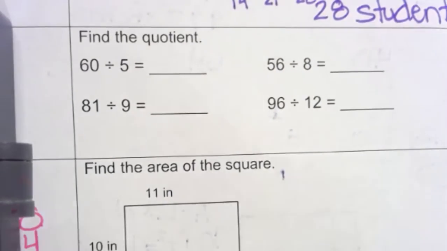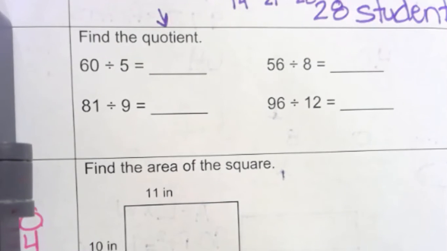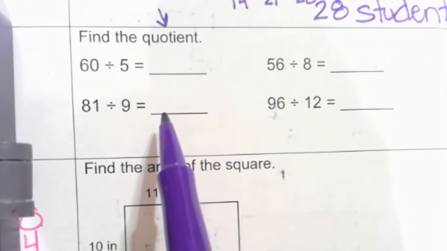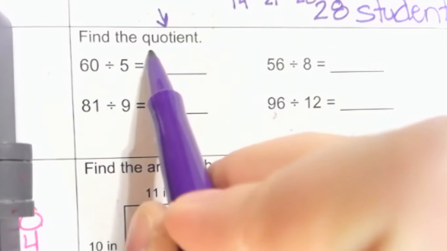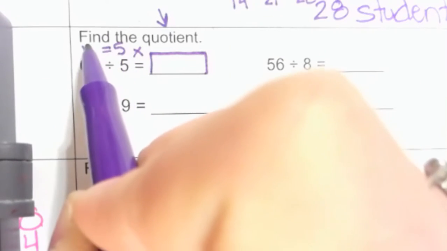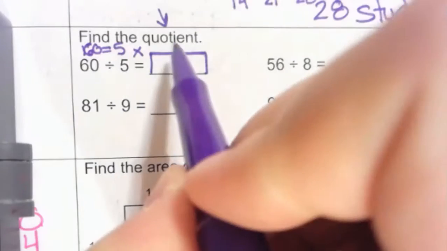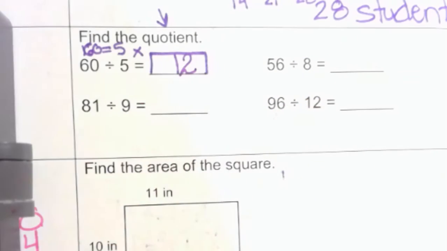Quotient. There's the word. What is quotient? It means divide. Quotient is the answer to a division problem. So we can look at it as backwards multiplication. If I don't know how to divide, we look at it as a backwards multiplication problem. So we can say what times 5 is 60? 12 times 5 is 60. So 60 divided by 5 is 12.